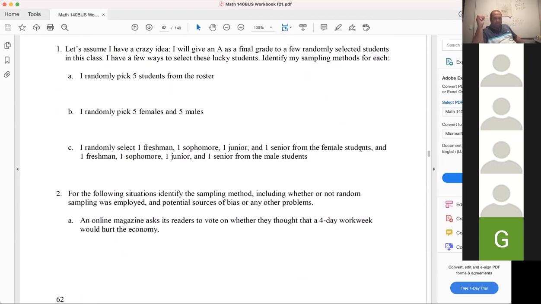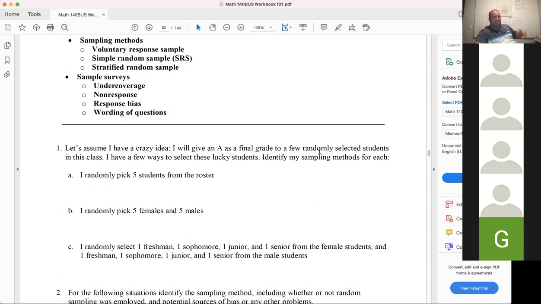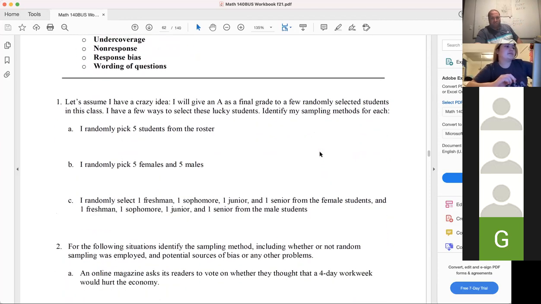I randomly select 1 freshman, 1 sophomore, 1 junior, and 1 senior from the female students, and 1 freshman, 1 sophomore, 1 junior, and 1 senior from the male students. It's also a stratified random sample. You might throw in an extra thing, like multi-stage sampling, but at the end of the day it really is stratified because you're basically dividing it up into female freshmen, female sophomores, female juniors, female seniors, and so on.